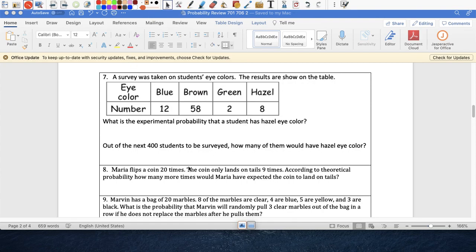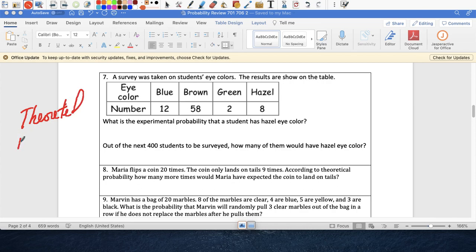Maria flips a coin 20 times. The coin lands on tails 9 times. According to the theoretical probability, how many more times would Maria have expected the coin to land on tails? So let's talk about this. Theoretical.